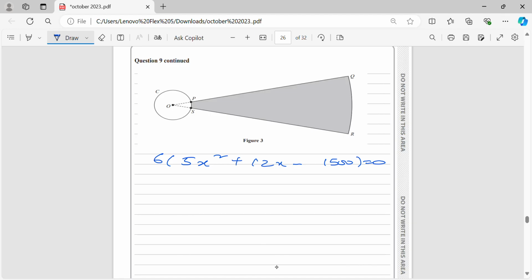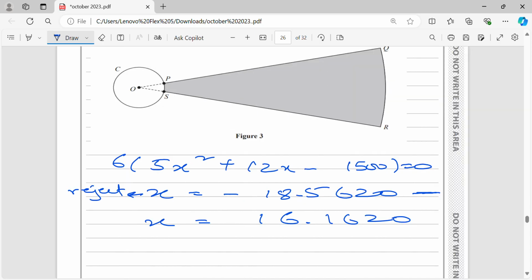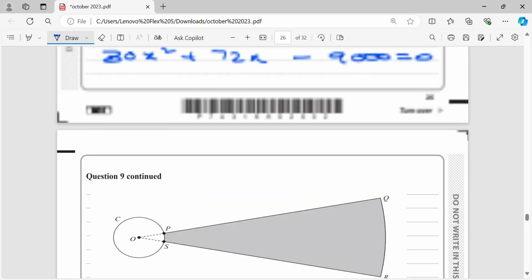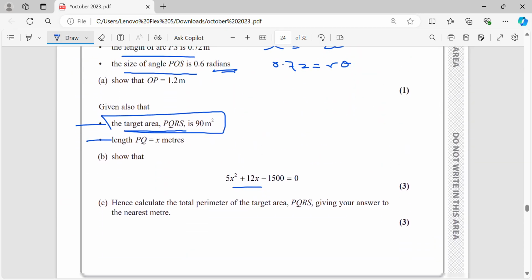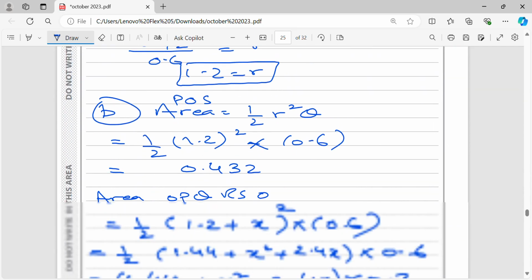Okay. You can use the quadratic formula or factorization, or just use the calculator. I got two values for x. One is minus 18.5620, I just used the calculator, and another one is 16.1620. Because this is negative and length cannot be negative, I will reject it, and I will take the value of x as 16.1620. So 5x squared plus 12x minus 1500, this is done.